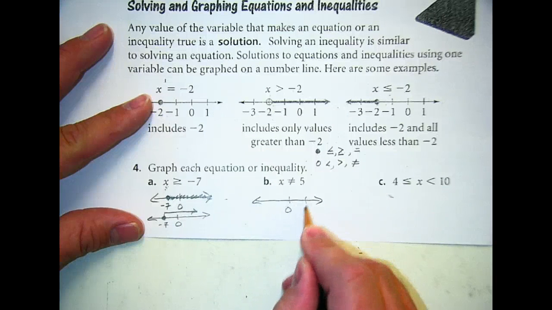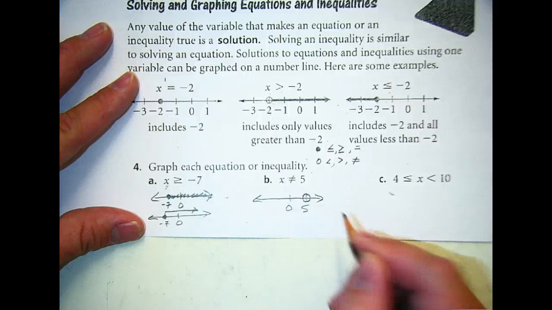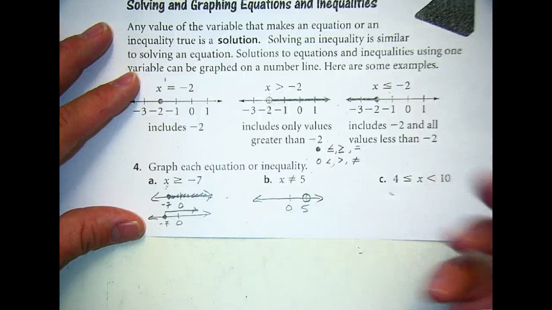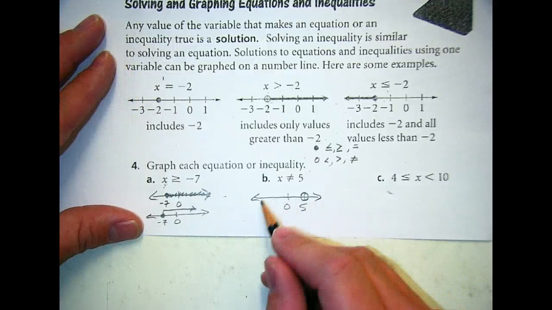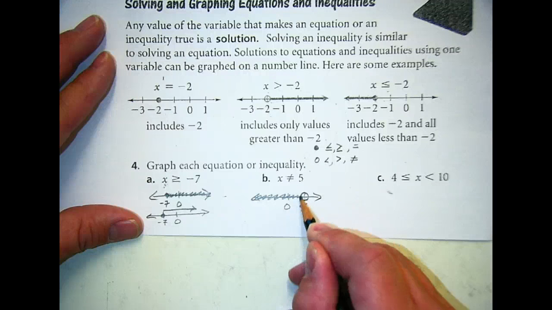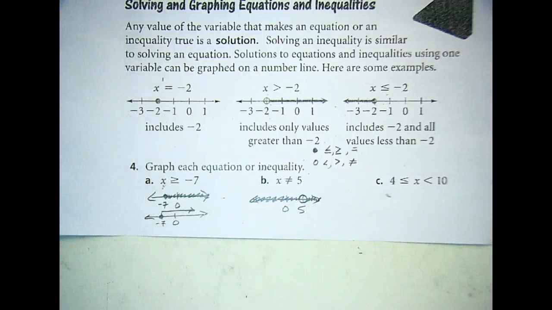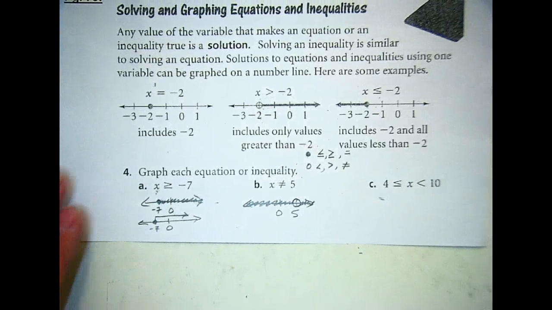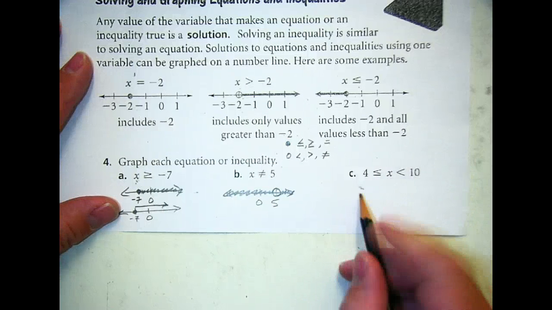0, 5, not equal to is open. So what could be a solution? Tyler? Everything but 5. Everything could be except 5. So you shade in both directions. The wicked step cousin of one direction. Okay? And letter C.